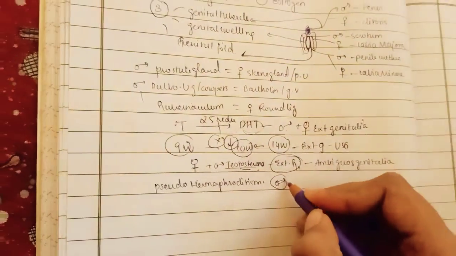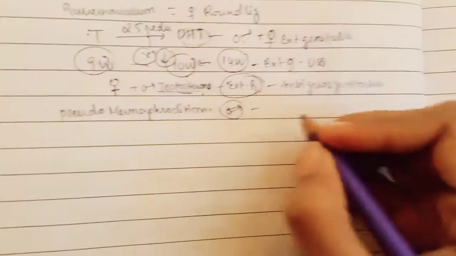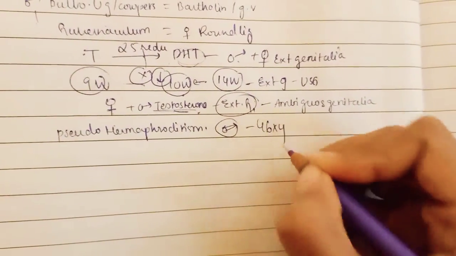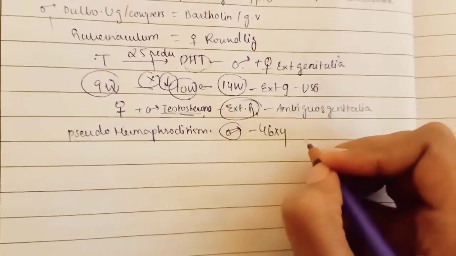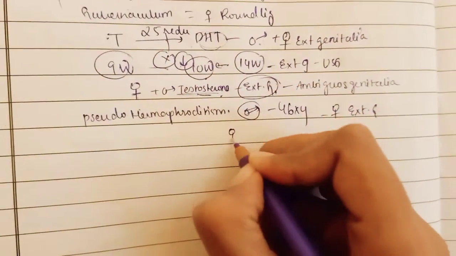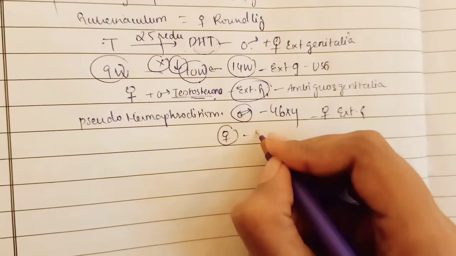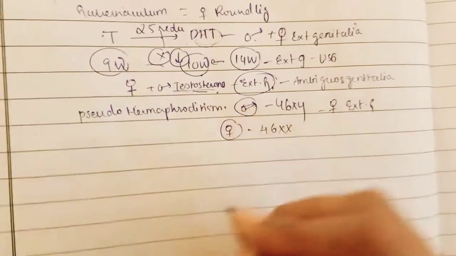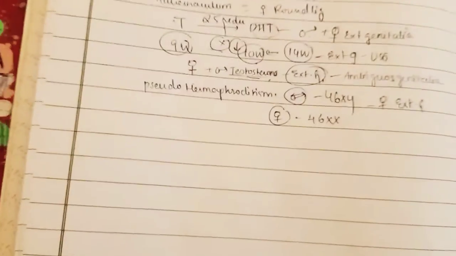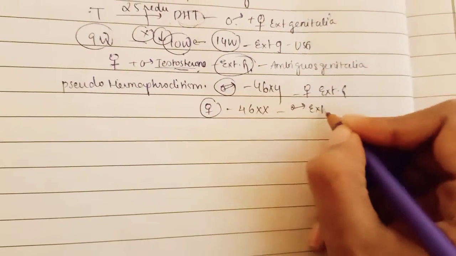Male means the chromosome is male. The chromosomal makeup is male, that is 46 XY. Okay, the chromosome is male, but the problem is the female external genitalia. Now coming to female pseudo hermaphrodite. Here the chromosome is 46 XX because it is a female, but it is having a male external genitalia. So that is the problem here.